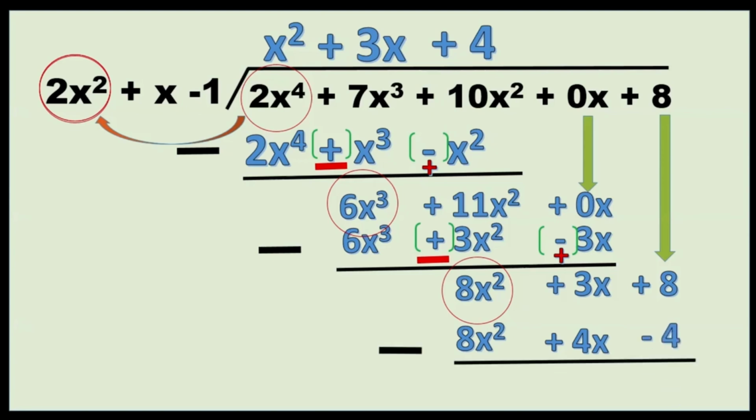Okay, then we subtract: 8x squared minus 8x squared is 0. Then 3x minus positive 4x. Again, we are going to change the sign, make it negative. So 3x plus negative 4x is negative x. And then now we have positive 8 minus negative 4. Again, change the sign, make it positive. Then 8 plus 4 is equal to 12. Okay, so our quotient here now is x squared plus 3x plus 4, and the remainder is negative x plus 12.